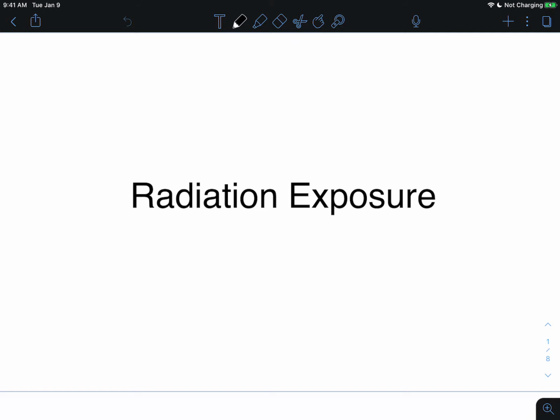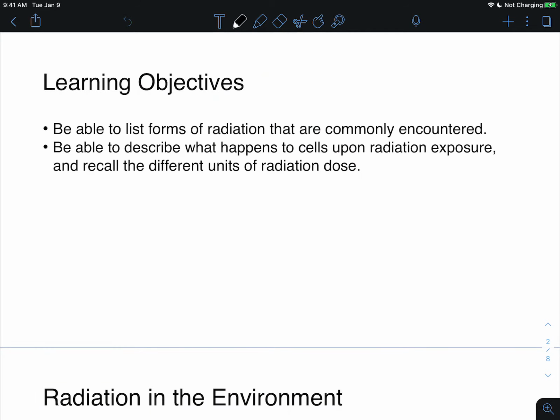Guys, the last thing I want to talk about in this nuclear chapter is the idea of radiation exposure. By the end of this video, we should be able to list the forms of radiation that are commonly encountered, what things we're going to be encountering that's going to cause issues just on an everyday basis, and then describe what happens to cells upon radiation exposure and recall the different units of radiation dose.